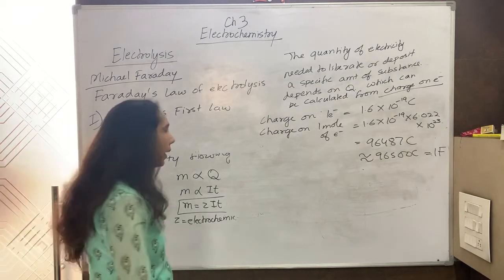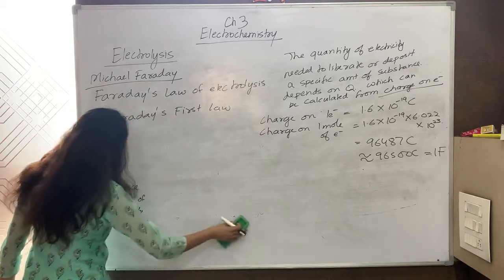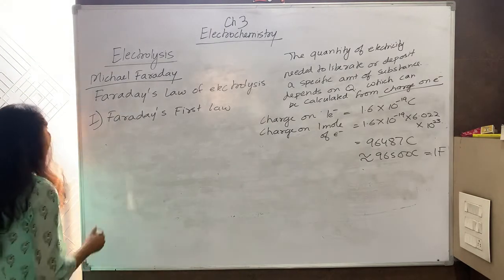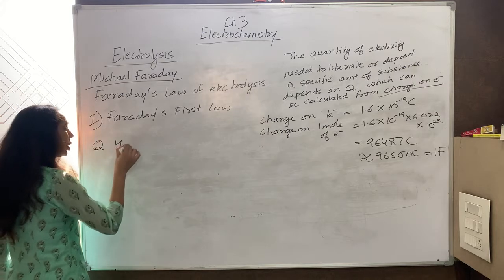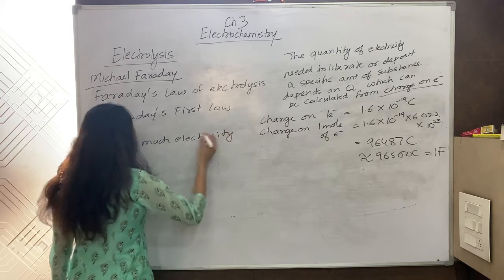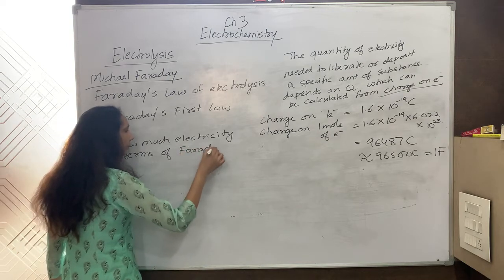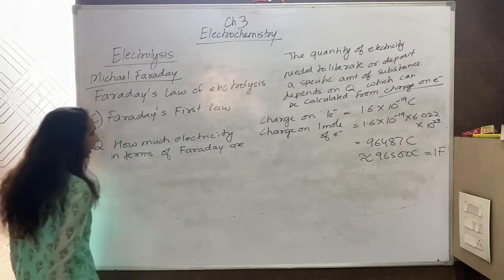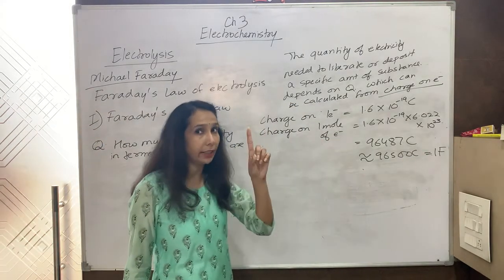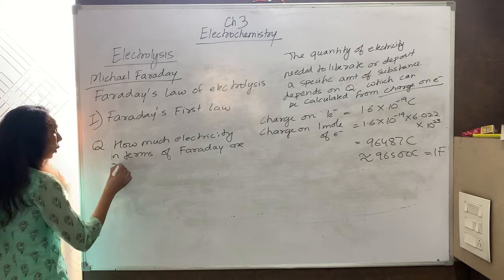Now let us do some tricky questions just to find out how we find the quantity of electricity or amount of substance deposited from the charge on electrons. Let us see. We are doing one question. How much electricity, in terms of Faraday? We have to find out in terms of Faraday. 1 Faraday is the charge carried by 1 mole of electrons. 1 mole of electrons is equivalent to 1 Faraday. How much is required for the following.